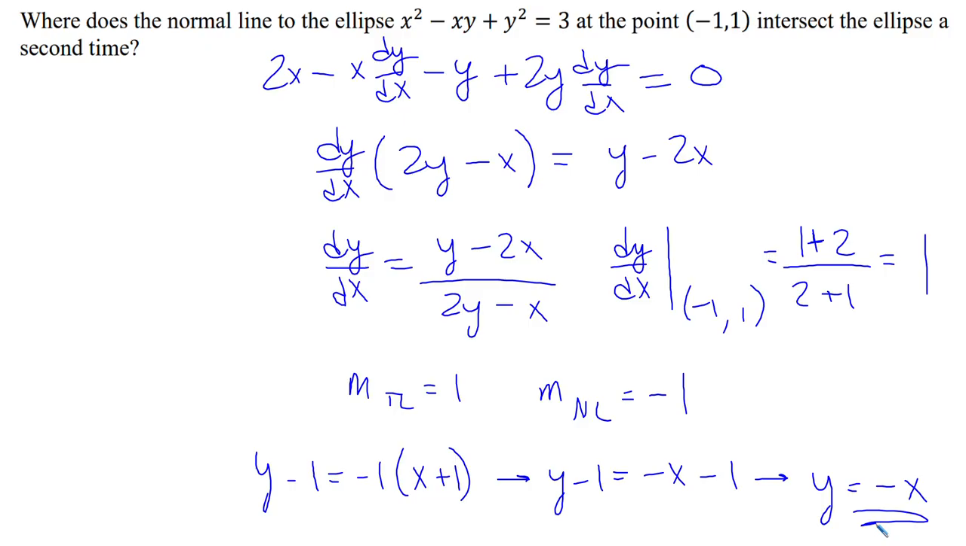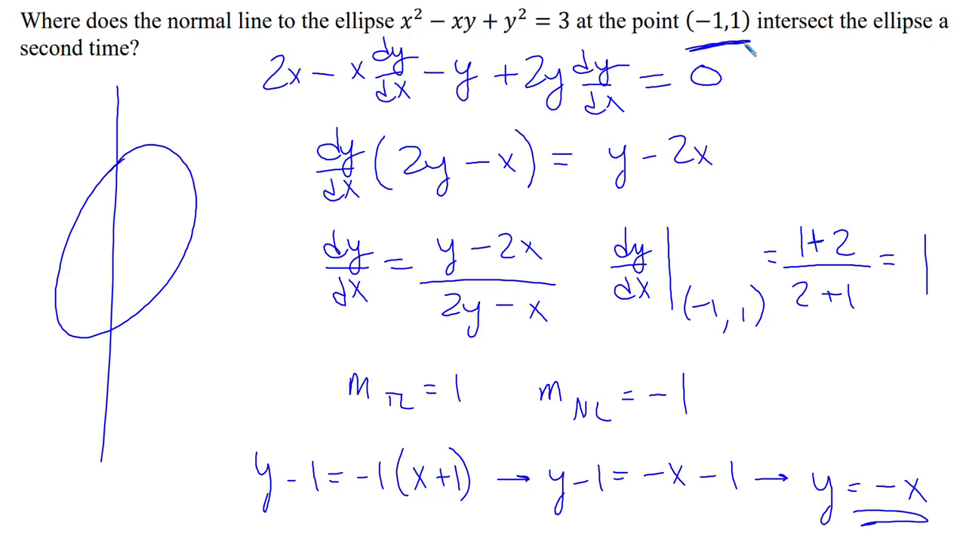And so now we need to figure out where that line intersects that ellipse. Well, a line can only intersect an ellipse at most 2 places. It doesn't really matter what the ellipse looks like. Here's our ellipse, here's a line. It can only intersect at a maximum of 2 places, and we already know one of them.